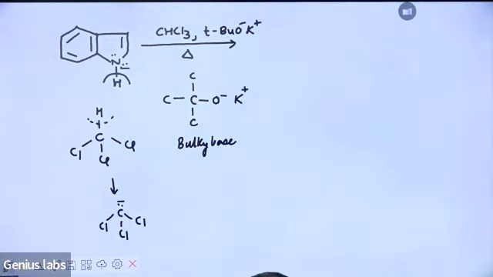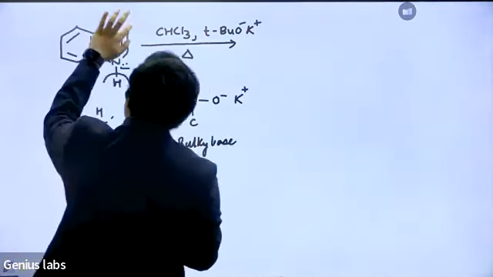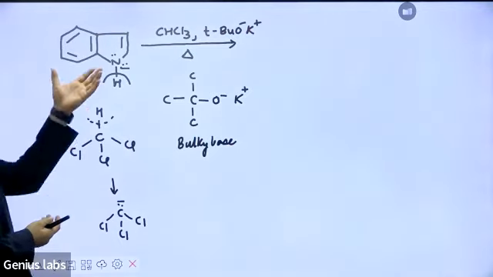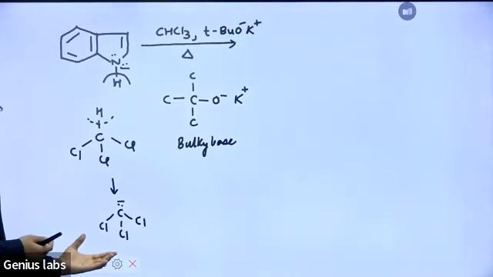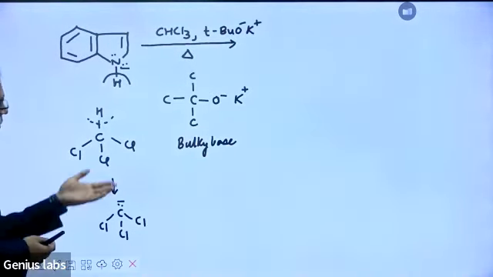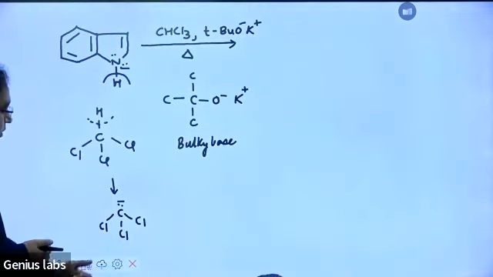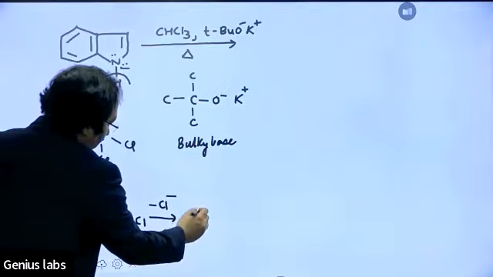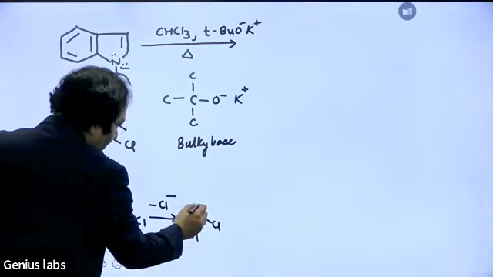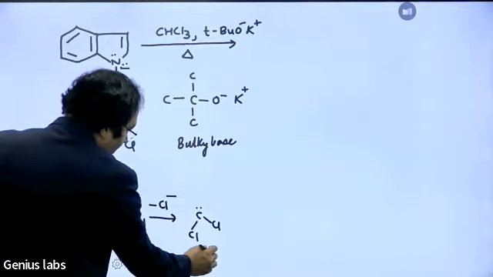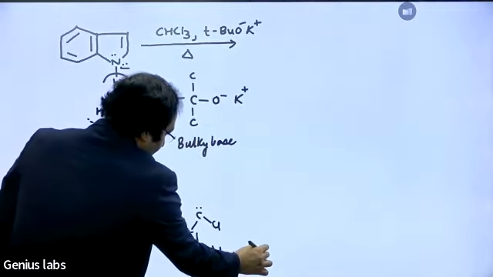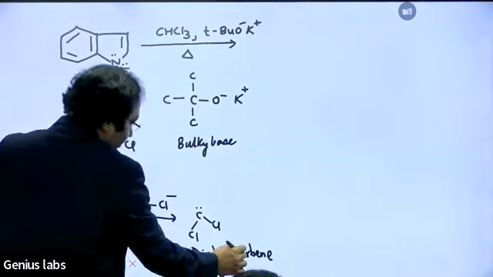We have the option of substitution. Considering the substitution option, you know that this is a rich ring. So I need someone which is poor. This is rich, this is rich. Rich cannot attack rich. It needs poor to be attacked. How will you make it poor? You will remove Cl negative. Formation of dichlorocarbene. Carbenes are electrophilic in nature.